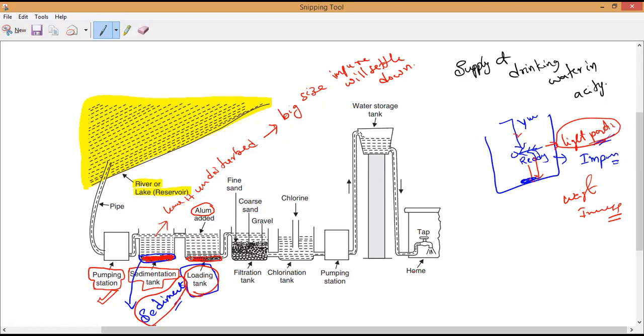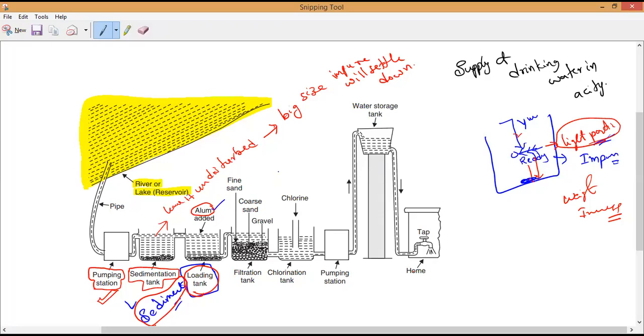Yes, please, Mr. Harish, Omar. Have you understood, Omar? What is the loading tank's importance? The lightweight particles will take more time to settle down. So we're adding a chemical called as, what is the chemical name called as?